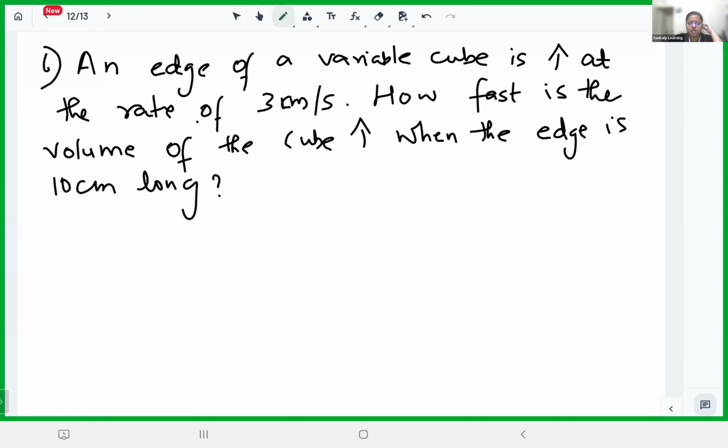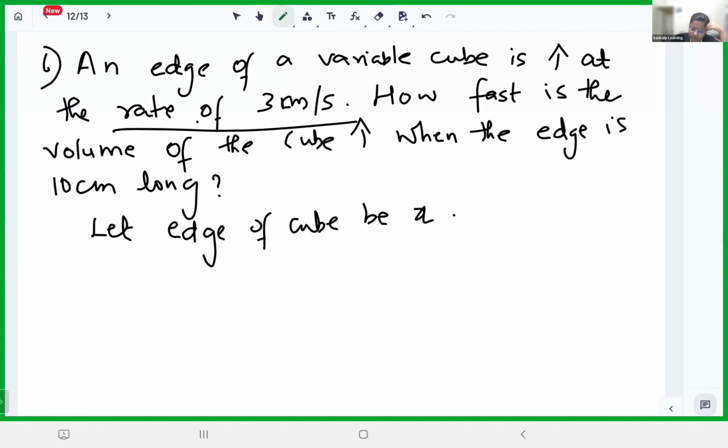Okay, so there is a cube and the edge of this cube is increasing at the rate of 3 centimeter per second. So let edge of the cube be x. So they have given that it is changing at the rate of 3 centimeter per second, which means dx by dt is equal to 3 centimeter per second.